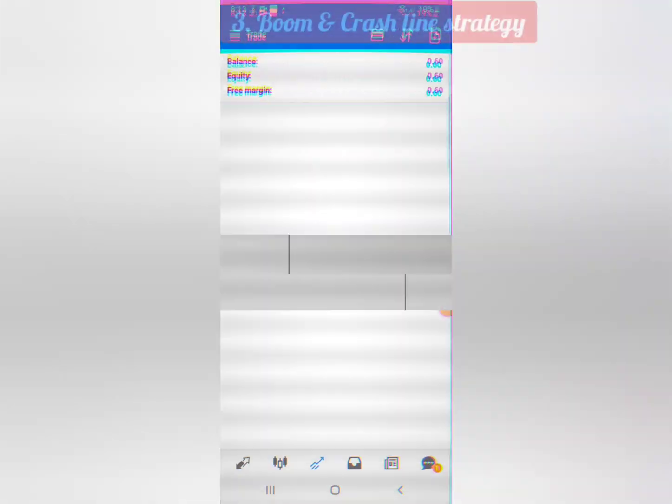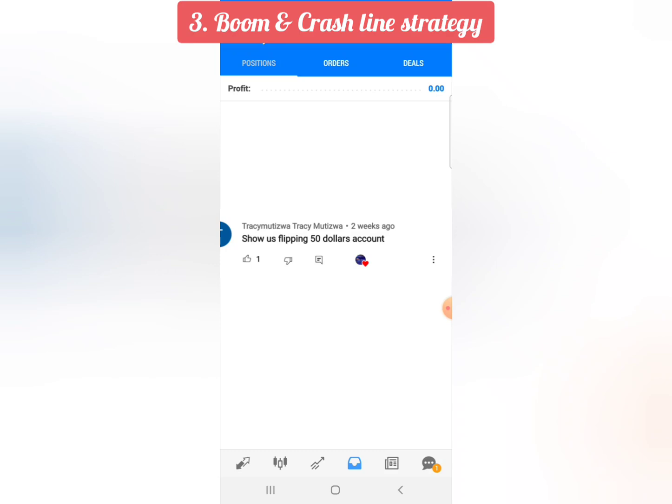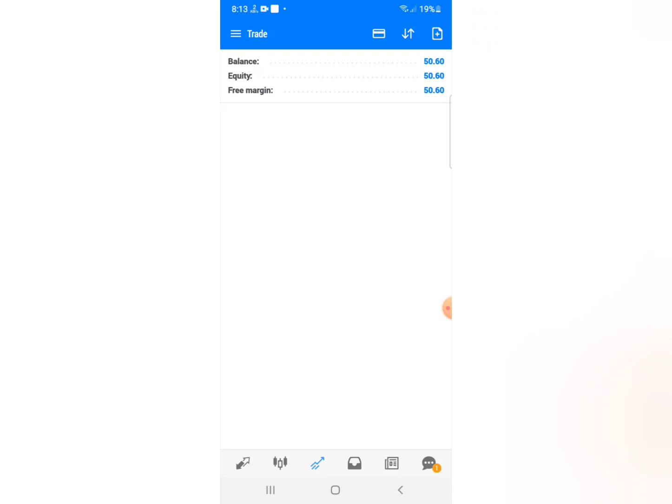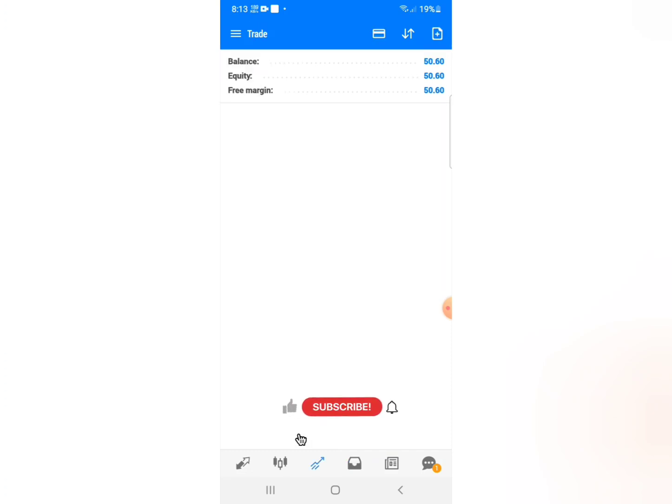You already know what it is. It is the boom and crash line strategy. Another very simple but yet effective strategy we have so far on this channel. I've used it to flip so many account sizes from zero to hero. So this is the line strategy.